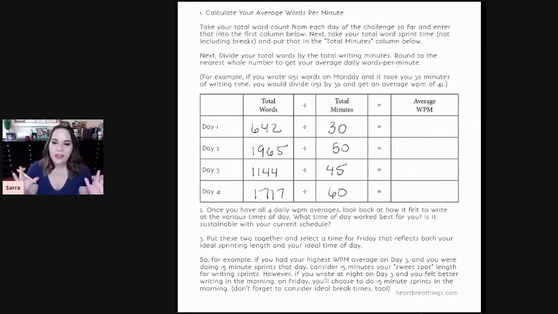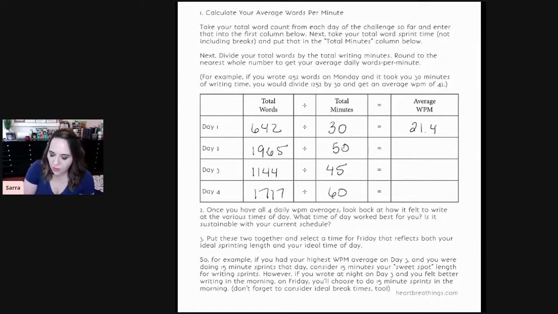So you just fill in that data with everything that you've collected from your 4 days of sprints so far. Then you just do the math. You say 642, or your total words, divided by your total minutes. So you just punch that into a calculator and you would get 21.4. So you can just round that up or down if you'd like, or you can keep that little decimal point.